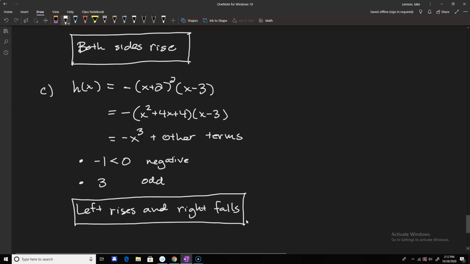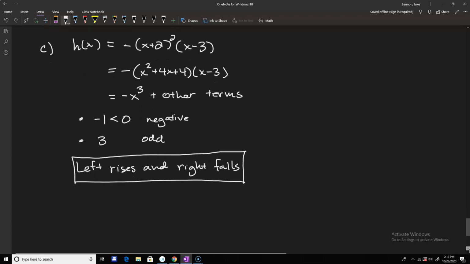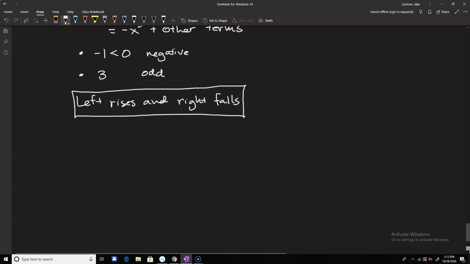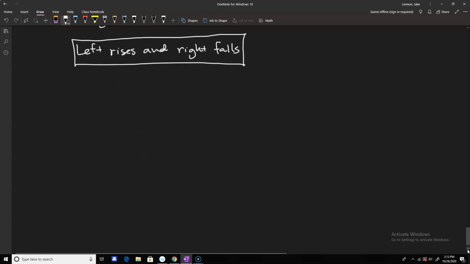So now let's talk about the intermediate behavior, which will allow us to get a pretty quick graph of these polynomials. So let's go ahead and see how to do that. The intermediate behavior is not too hard. We just want to figure out what is happening at each of the zeros, and that will give us the other ingredient that we need to graph these things. So intermediate behavior.